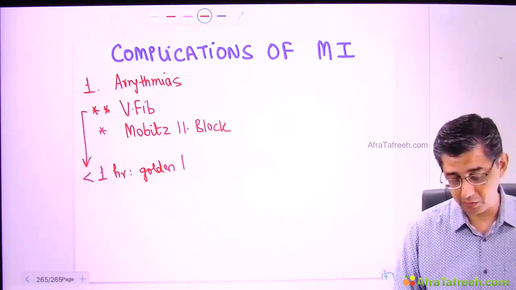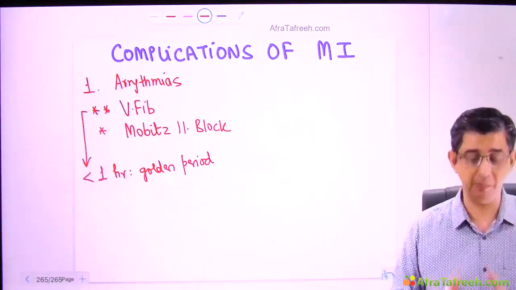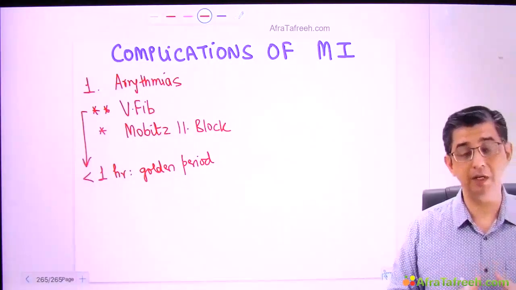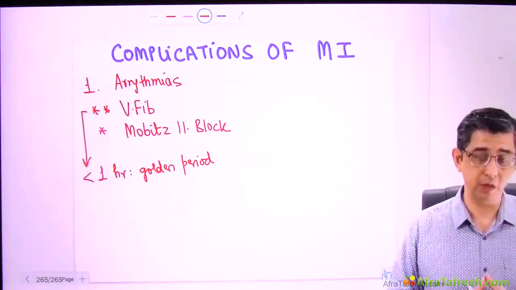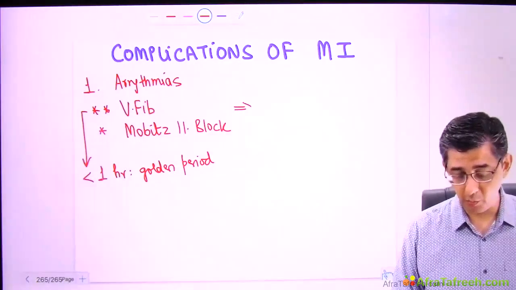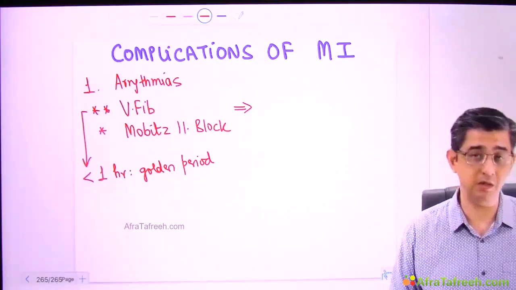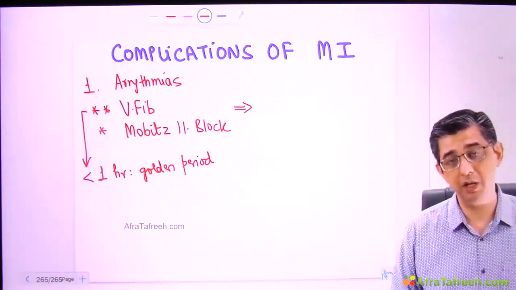In fact, because these problems can occur in the first hour, so lots of time in multiple choice questions, you might read about this word golden period for myocardial infarction is the first hour. Why? Because if the person reaches the hospital on time, then at least you can do defibrillation. You can give a DC shock to the patient to terminate this arrhythmia. And if it is Mobitz type 2 heart block, you can try initially atropine and then go in for TCP, that is transcutaneous pacer or transvenous pacer.